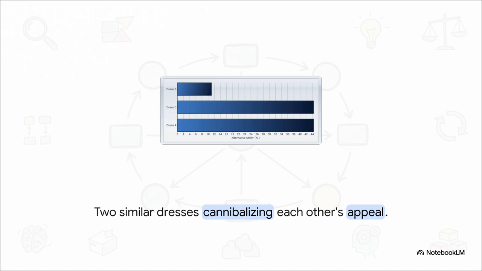Because A and C are so similar, they have an interdependency. They literally cannibalize each other's appeal. Nobody wants to wear the exact same outfit as someone else to a fancy party. The ANP model captures this negative correlation mathematically, which makes the unique dress B the surprise, definitive winner.